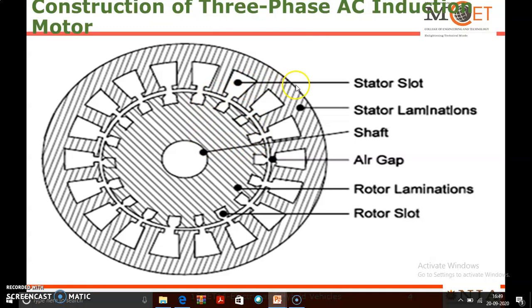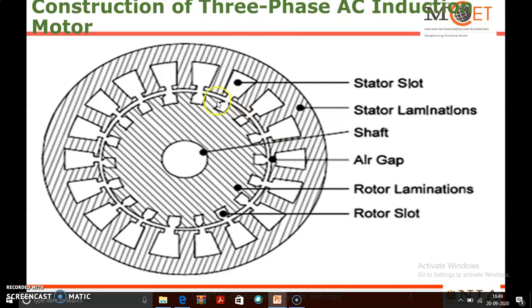This is the stator slot. Inside the stator slot, the stator coils or stator windings are placed. The stator slot acts as a house for the stator conductors. This is the stator lamination. These laminating materials are usually made of steel in order to avoid the eddy current loss and the hysteresis loss due to the magnetic material.